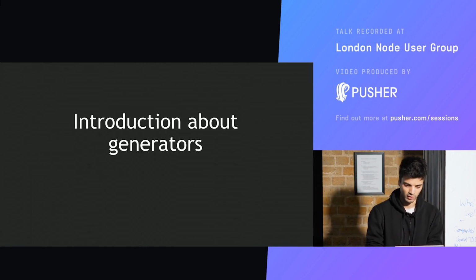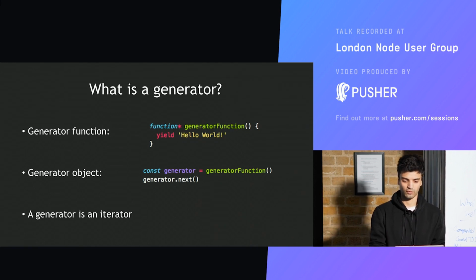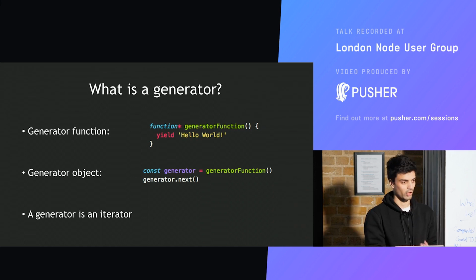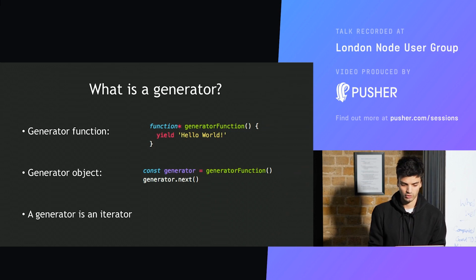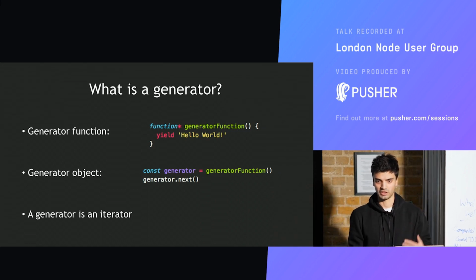So let's start. Generators. What is a generator? There are several terms you have to understand. The first one is generator function. A generator function looks like a classic function, but with a star and a yield statement instead of a return. You can have several yields in the same function. This is not a generator, it is just something that defines a generator.